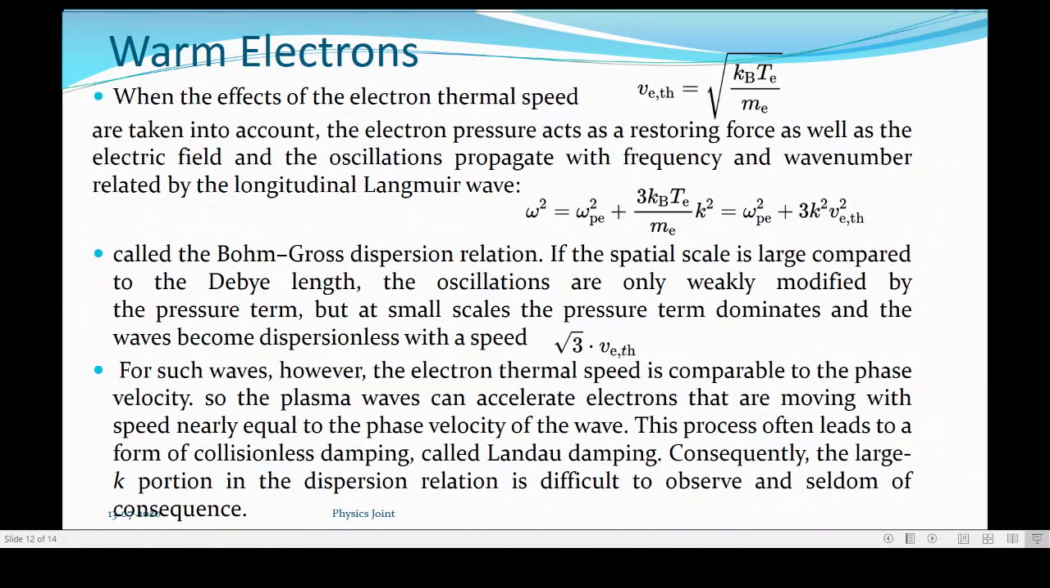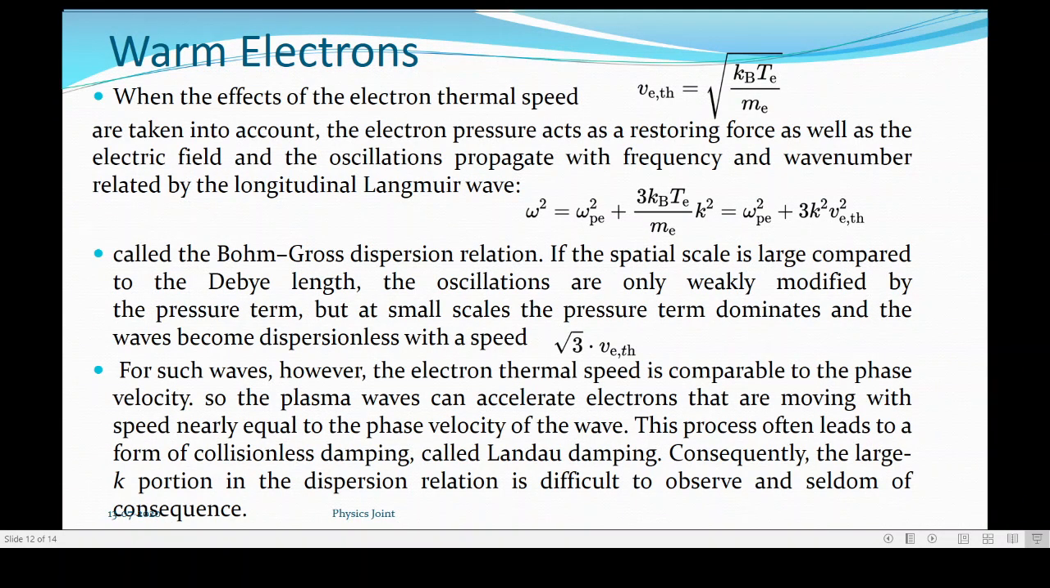Now, what about the warm electrons? When the effects of the electron thermal speed, given by v thermal equal to square root of kT by m_e, are taken into account, the electron pressure acts as a restoring force, as well as the electric field, and the oscillations propagate with frequency and wave number related by the longitudinal Langmuir wave. Now you see, this is the longitudinal Langmuir wave expression. It's also known as the Bohm-Gross dispersion relation.